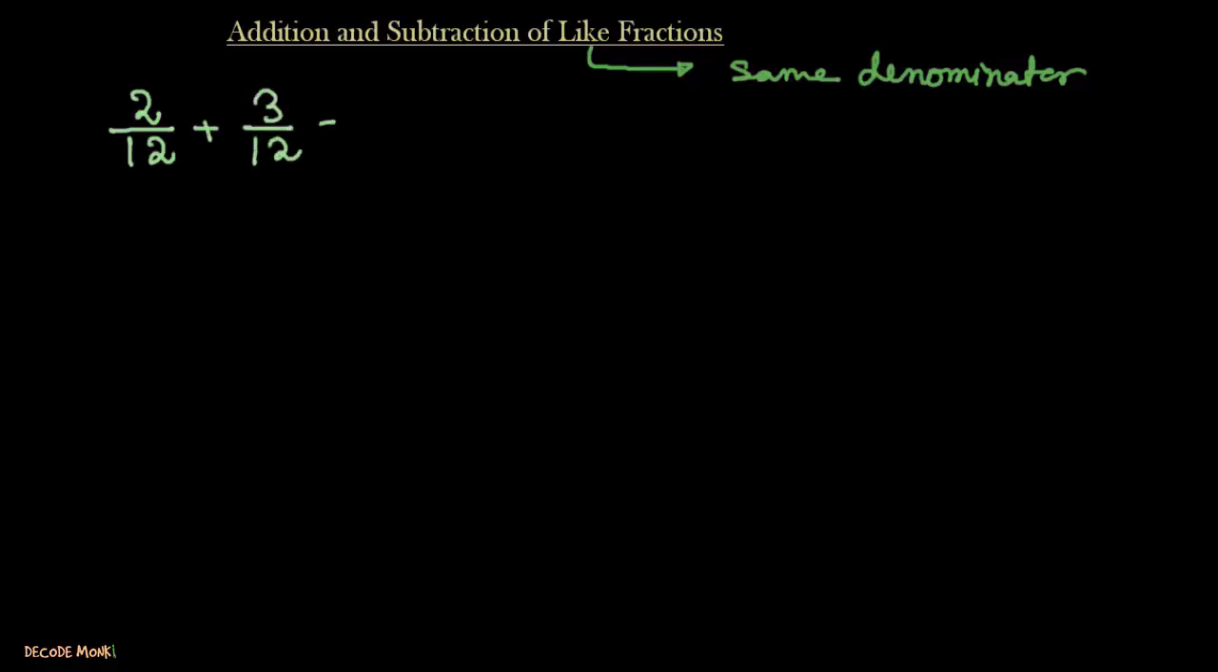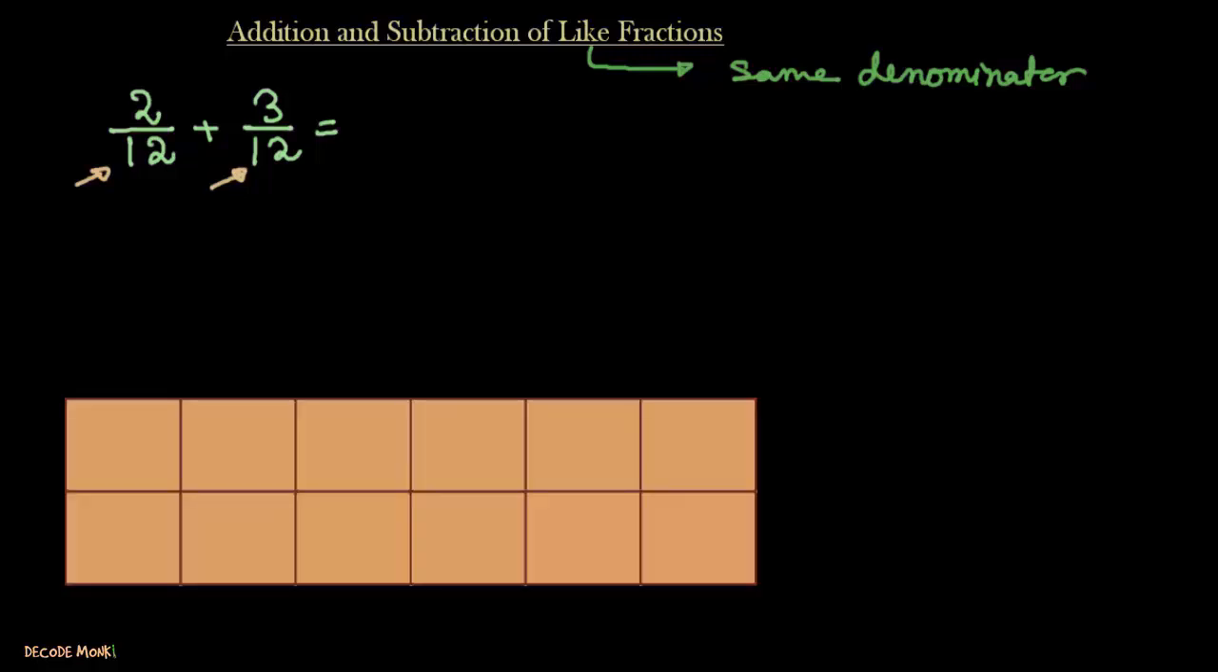Addition and subtraction of like fractions. Like fractions means having the same bottom number, or the same denominator. Let's take an example. Suppose we are given to add two fractions, 2 by 12 plus 3 by 12. You may see over here that these two are like fractions because they have the same bottom number, or denominator. To understand this addition, let us take the help of a picture.